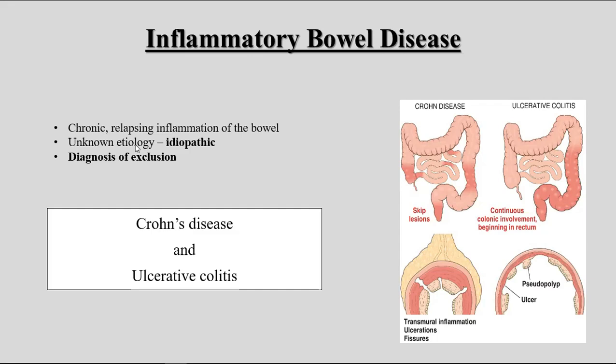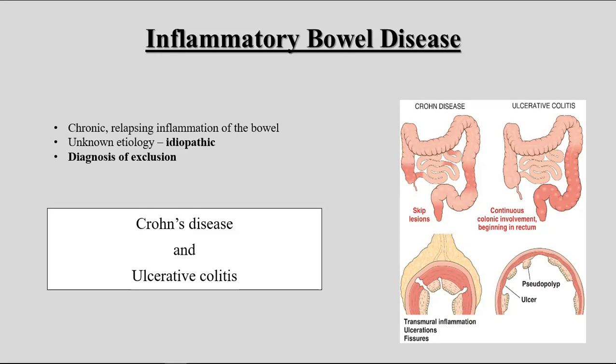And lastly, it's a diagnosis of exclusion. So the basic symptoms that present in inflammatory bowel disease are common with many other GIT disorders, like infectious or ischemic ones. So the only way that you can actually diagnose someone with IBD is if you exclude all the other diseases with an endoscopy and a biopsy, and then you have positive findings for IBD. So the two main types of IBD are Crohn's disease and ulcerative colitis.